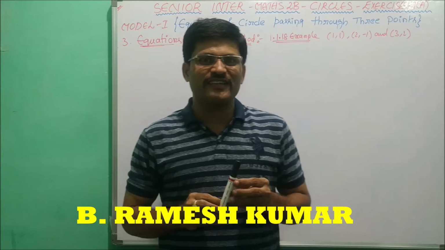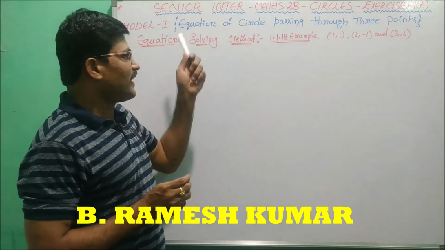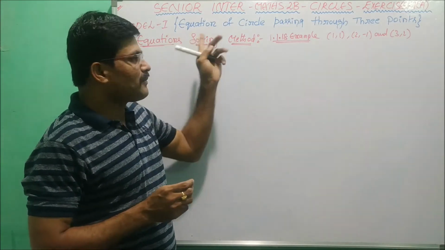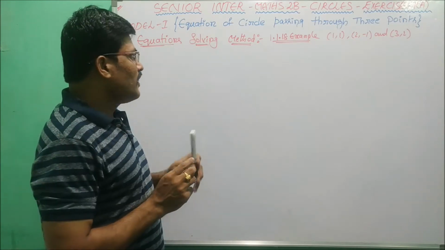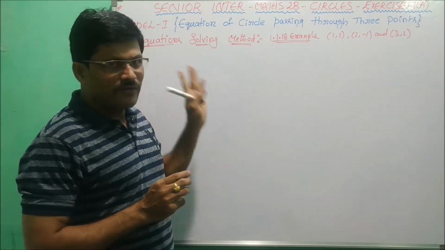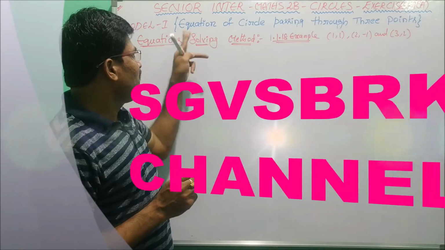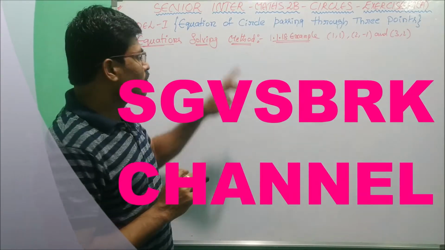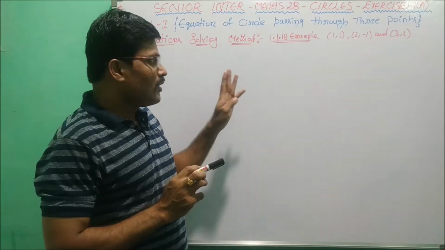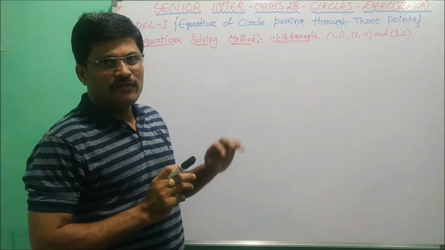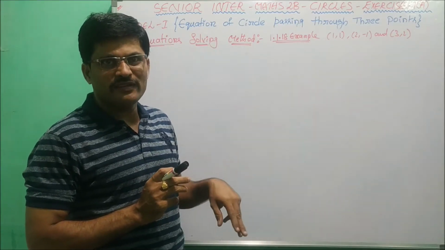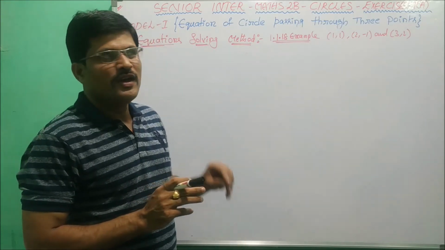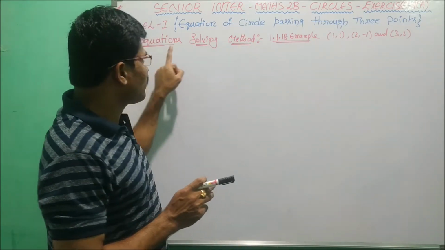Now let us discuss one of the important topics, circles for senior inter Maths 2B. Here we discuss one of the important methods, that is the equation of a circle passing through three given points, to solve the problem using four methods. From the four methods, two methods were already discussed in previous videos. Here let us discuss the equation solving method.